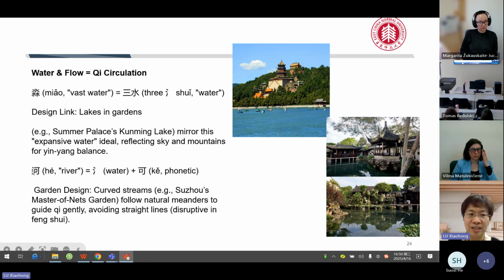And also the word he, I think you have already learned the word he. Here, the left part, three dots, indicates water, and the right part, pronounced as ke, provides the phonetic of this word he. So in the garden, if you visit Suzhou or some other places, you can find these kinds of curved streams. Here are pictures of Suzhou's Master of Nets Garden, Wangshiyuan. It follows the natural meander to guide qi gently. So it has this kind of river.